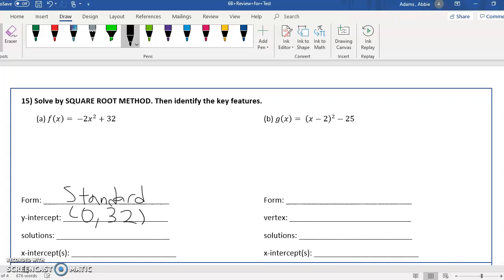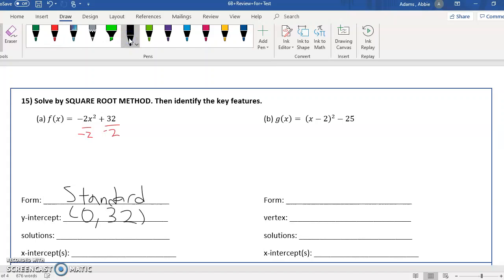Now it's asking for our solutions, so that's what your x values are, and then your x-intercepts, that's when you actually put them as ordered pairs. So let's get into solving it. Is there a greatest common factor between negative 2x squared and 32? Yes. Remember, we want to make that a term positive if possible, so I'm going to take out a negative 2 from both of these terms.